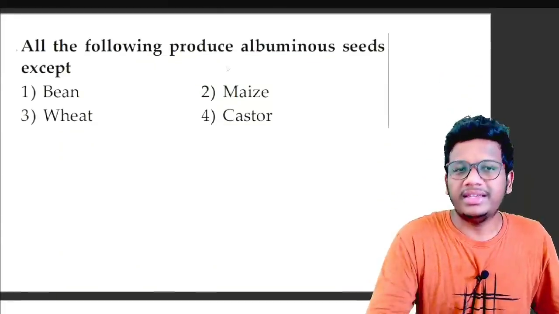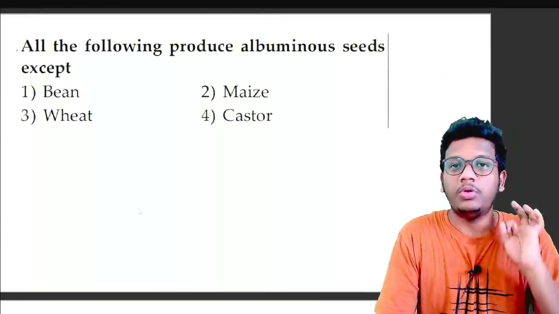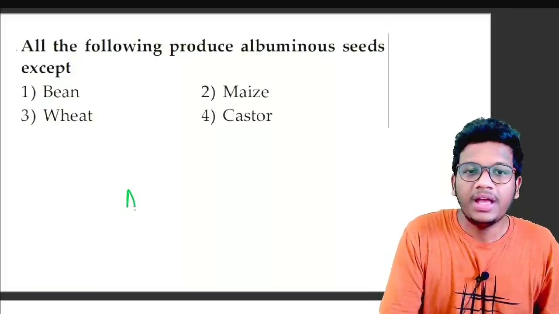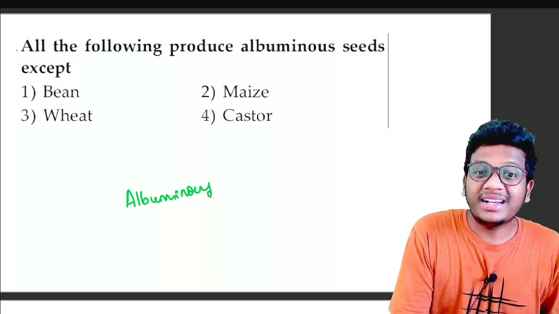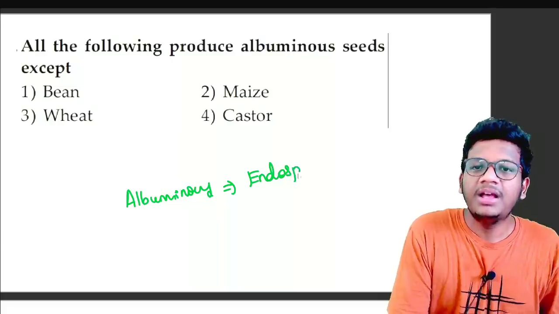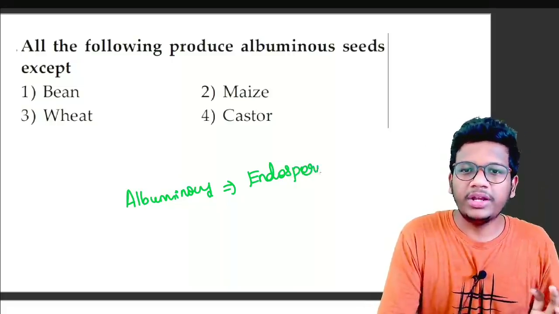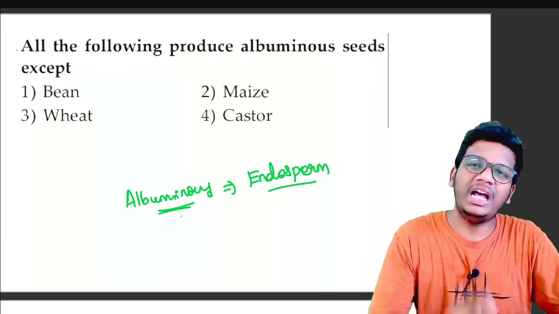Okay, next one. All of the following produce albuminous seeds except. So guys, note it down, it's a very high yield topic. What are albuminous seeds? Albuminous seeds are those seeds which retain endosperm, which contain endosperm. Endosperm and albumin go hand in hand. So if endosperm is present, it means albuminous seeds.